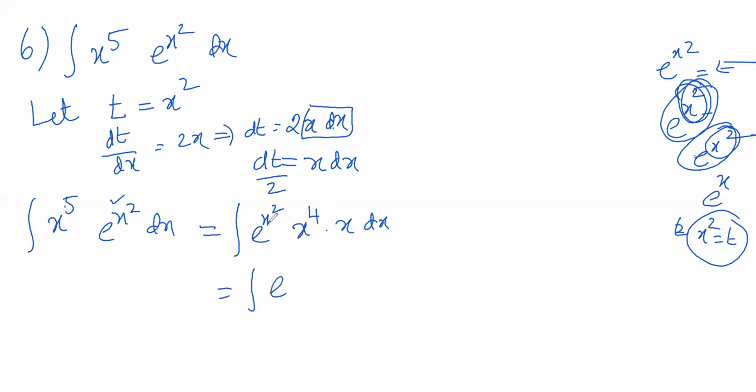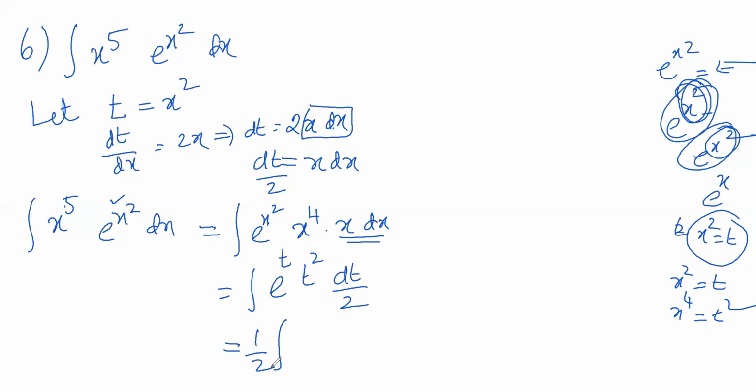First one, e power x squared: what is x squared? t. Then x power 4: since x squared is equal to t, x power 4 is equal to t squared. And this term x dx is equal to dt by 2. Thus we have finished the substitution method, right? Now, taking the constant 1 by 2 outside, we have e power t into t squared dt.